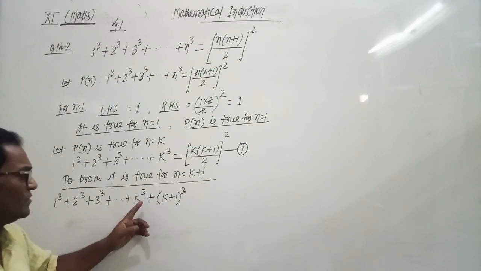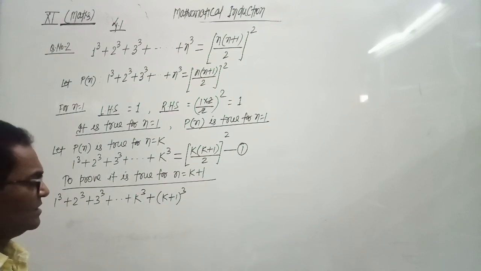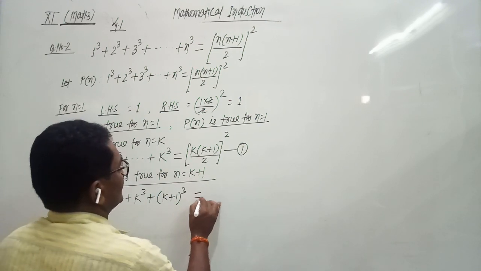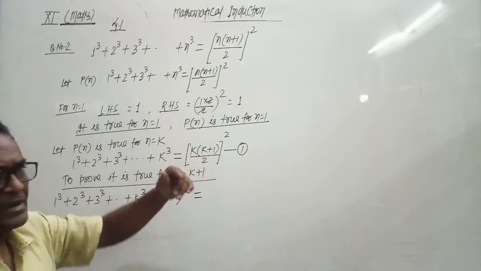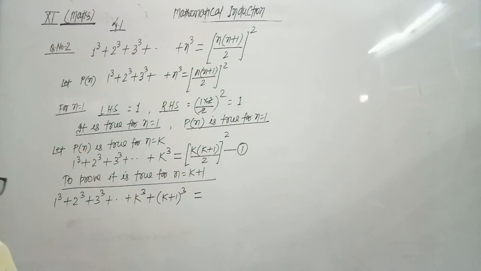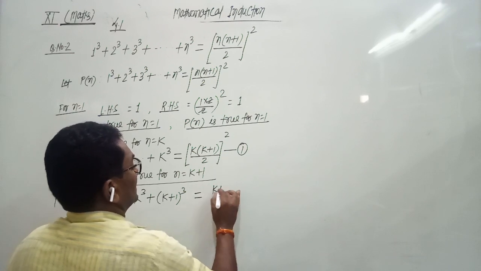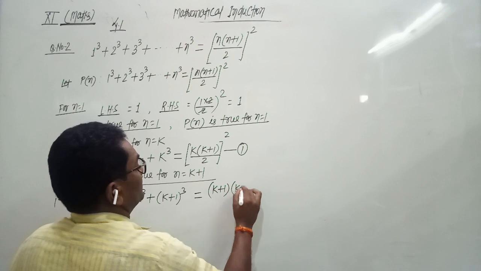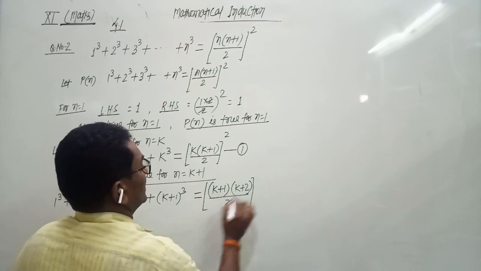At the place of n, we will write k plus 1. And on the right hand side, at the place of n, we will put k plus 1. So this becomes k plus 1, then k plus 1 plus 1, means k plus 2, upon 2, the whole square.